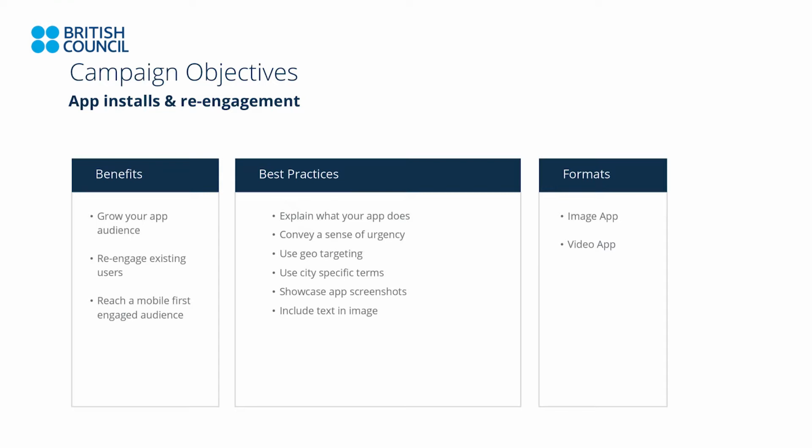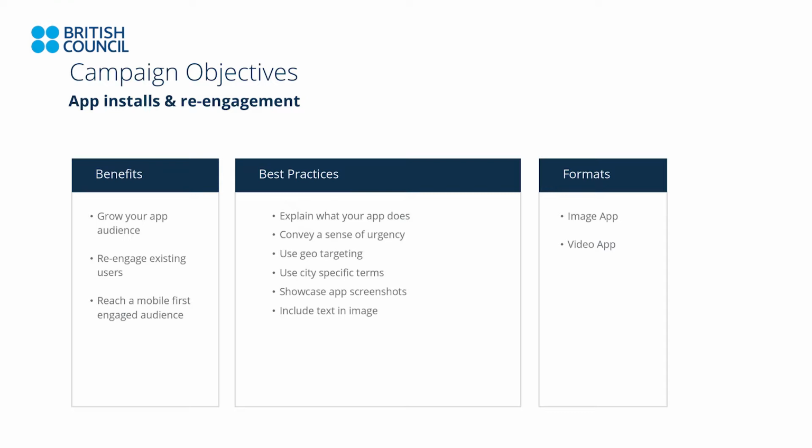Use geotagging. Target people based on their geographical location. Use city-specific terms. It's easier to promote apps that people feel are very contextual to them based on their location and that are very useful for their day-to-day living. So use city-specific terms and geotargeting. Experiment with capitalizations and punctuations.